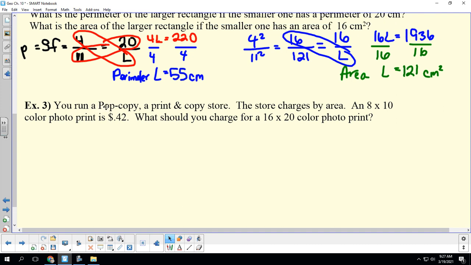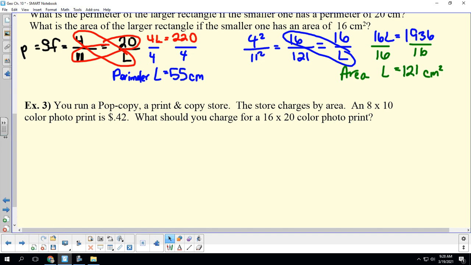Okay, so we run a print and copy store. The store charges by area. An 8 by 10 color photo print is 42 cents. What should you charge for a 16 by 20 color photo print? Okay, so let me show you how this is going to work out. We're going to find the areas of both pictures.